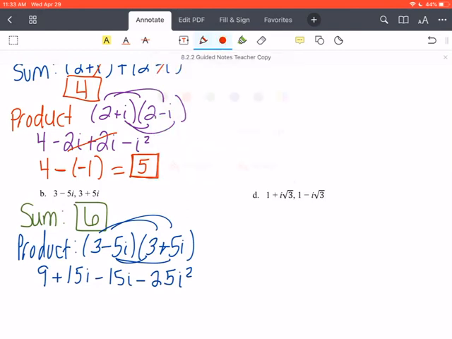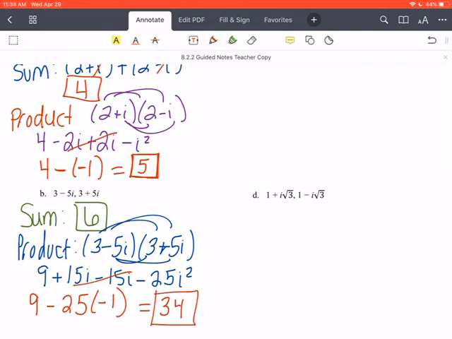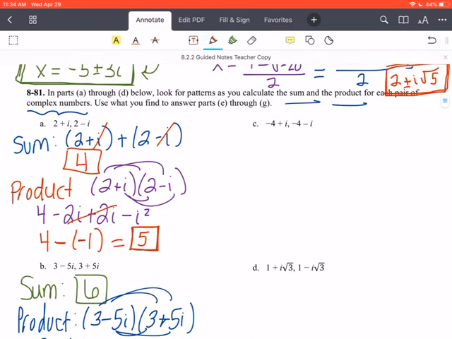Once again, I notice a pattern that my i terms drop out. And I have 9 minus 25 i squared, and what is i squared? It's negative 1. So when I do the math, I have 9 plus 25, which is 34. So once again, the product of those two complex imaginary numbers ends up being a real number. Try these next two on your own, and then see if you match my answers.